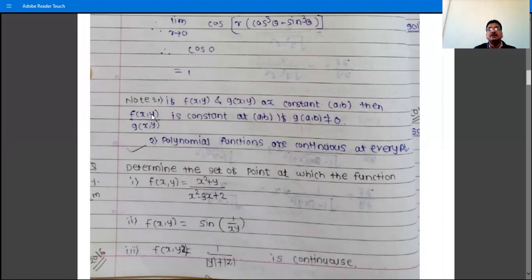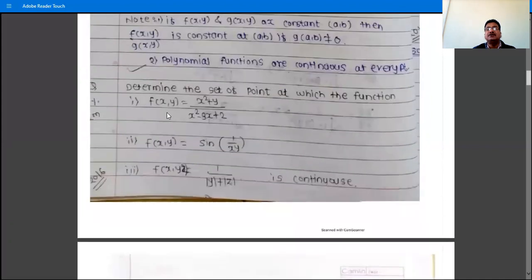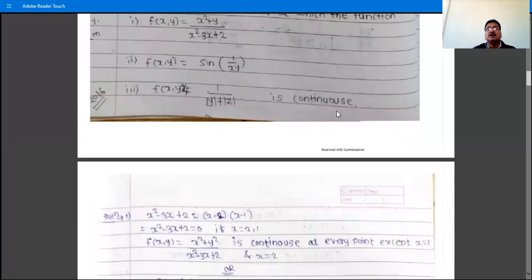So the division of two continuous functions is continuous if the denominator is not equal to 0, that is, if g(a, b) is not equal to 0 at that point. And polynomial functions are continuous everywhere. If there is a polynomial function, then it's continuous everywhere. So determine the set of points at which these functions are continuous.